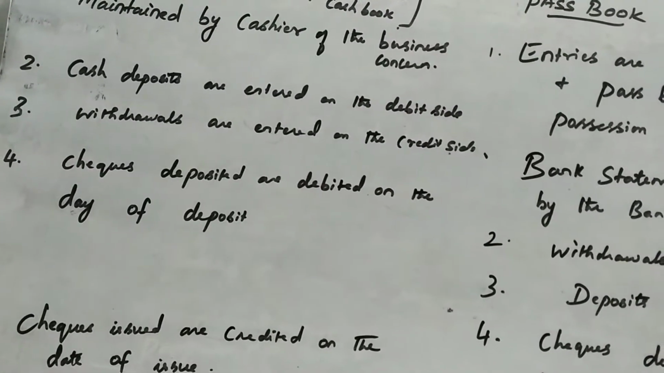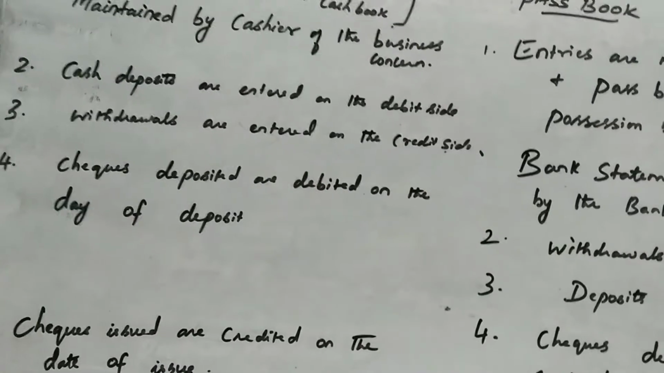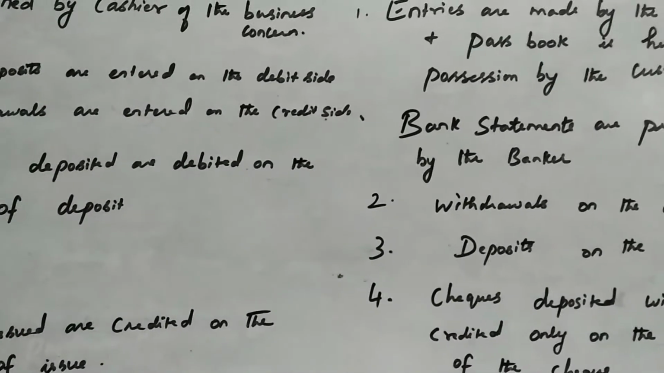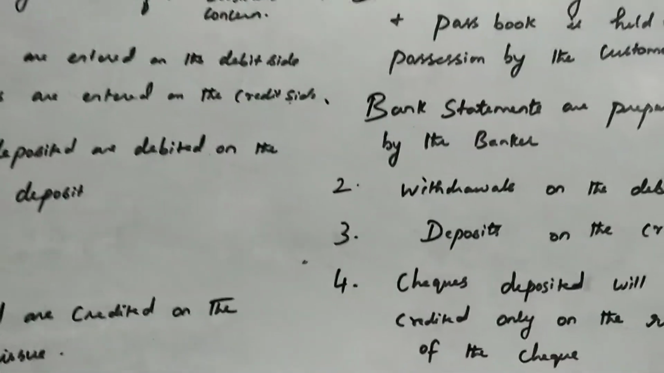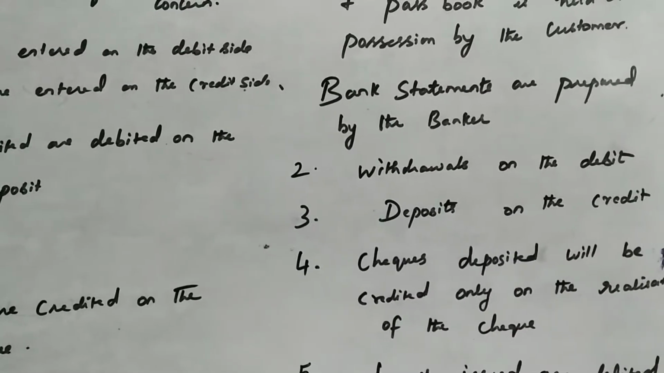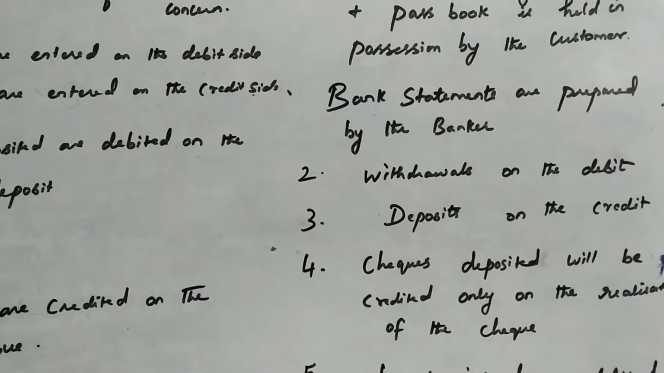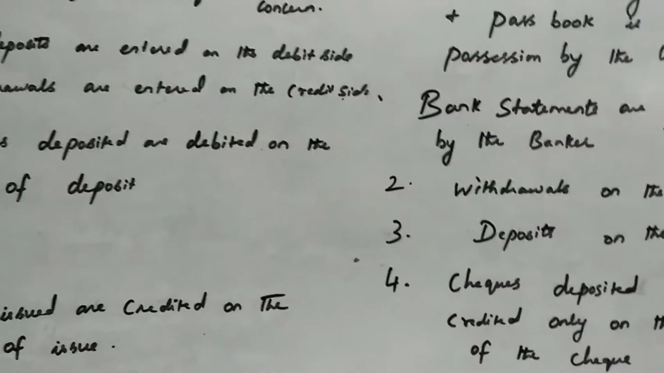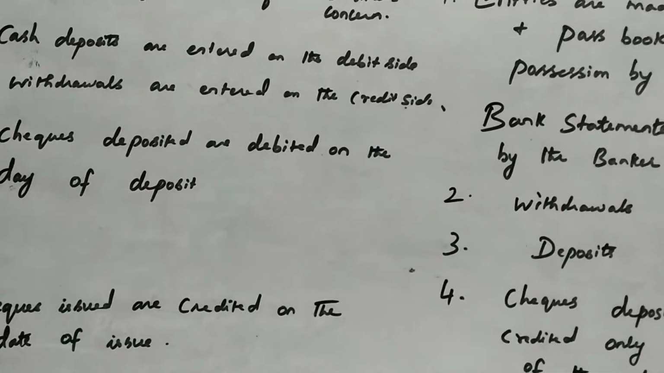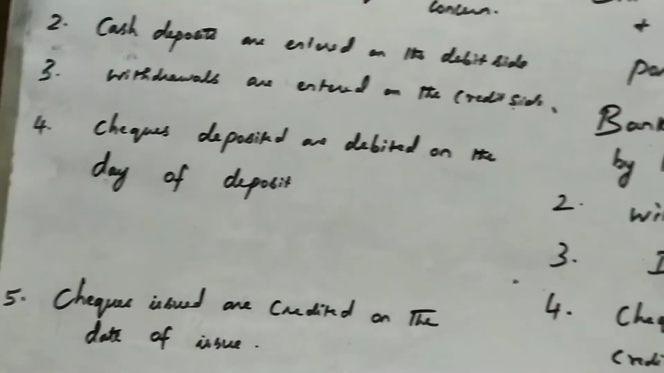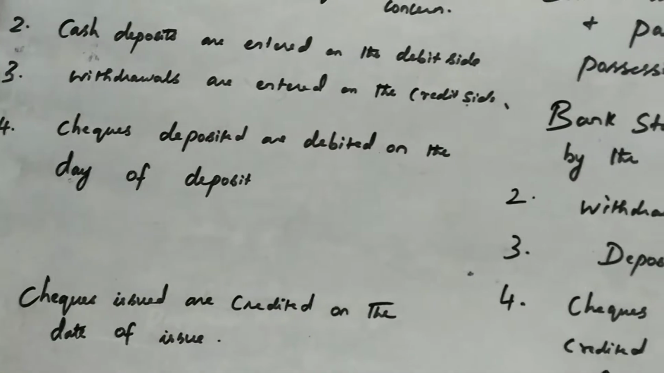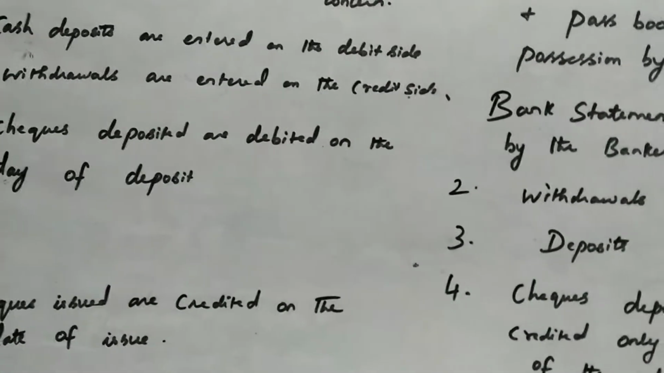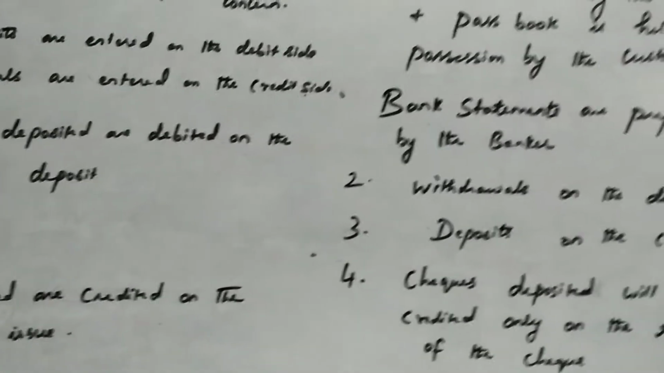whereas it is just the opposite in a passbook, right? So all the deposits will be on the credit side. Then think about the withdrawals. In a cash book, when we withdraw cash, it will be recorded on the credit side. Whereas in your passbook, in your bank statement, all these withdrawals will be on the debit side.